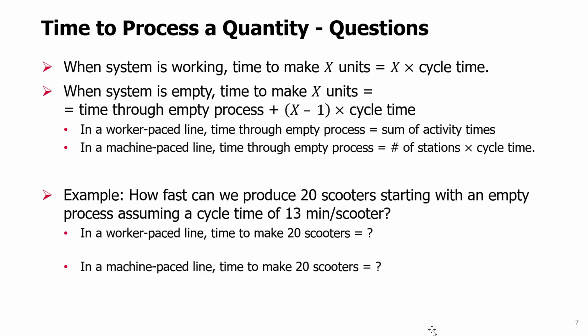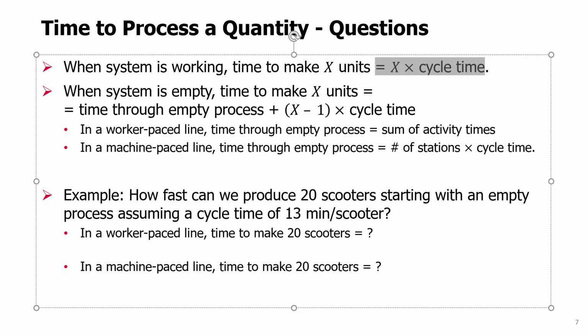So the first thing to realize is that it's important to know whether the system is already working. If the system is already working, remember, every station gets a finished scooter pushed forward once per cycle time. So this last station will also finish a scooter every cycle time. So if we need X scooters, we need X times cycle time. But that is when the system is working.